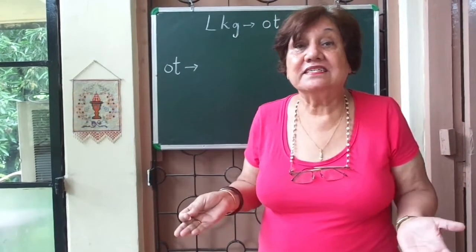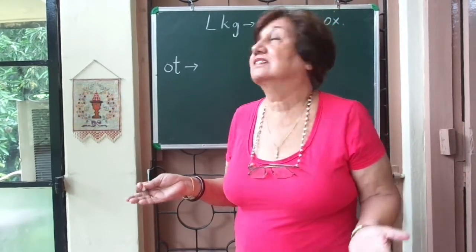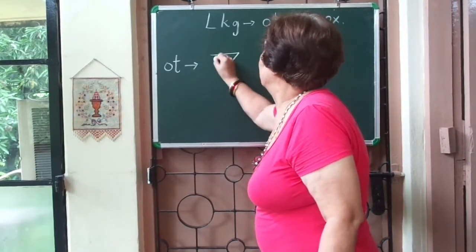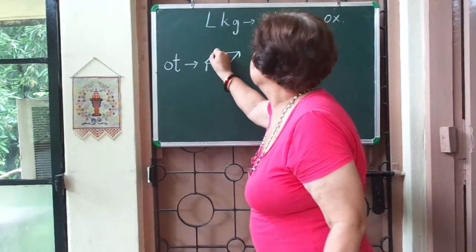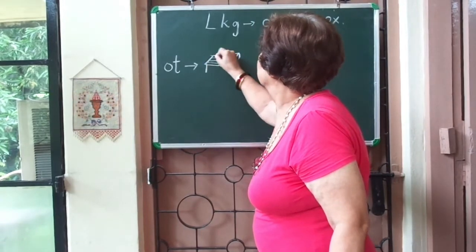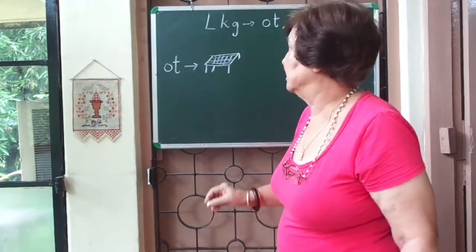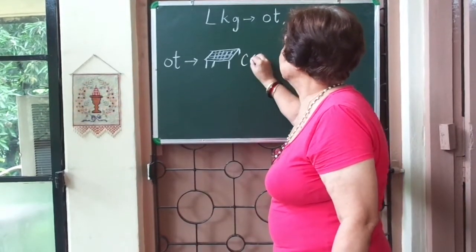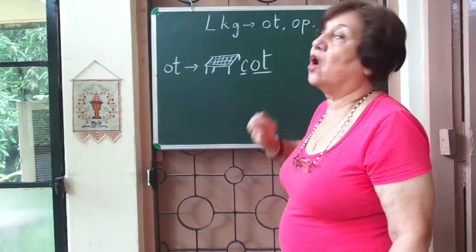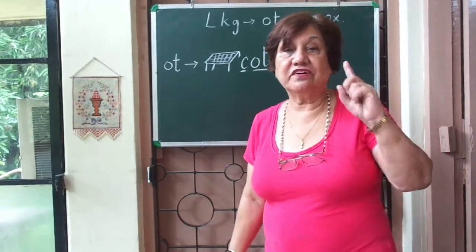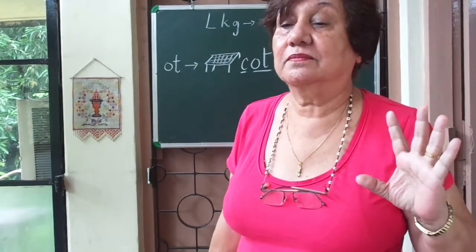Now what can you think that begins with OT? You sleep on it. Can you think of that word? It is a cot. Yes. Now how will I draw a cot? It's not a bed, mind you. It's a cot which you could put in your garden and you could relax. And how will we spell cot? C is cur and OT is ot. Cot. So the first word we've learned that begins with OT is cot.